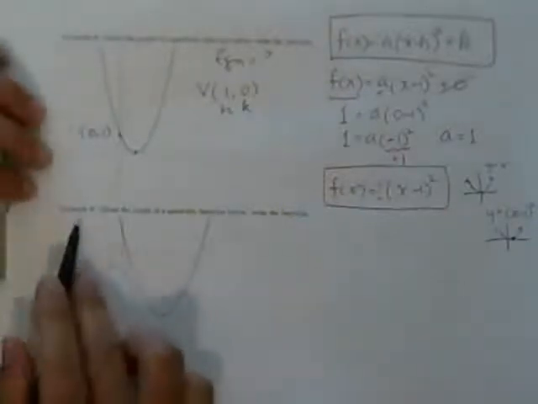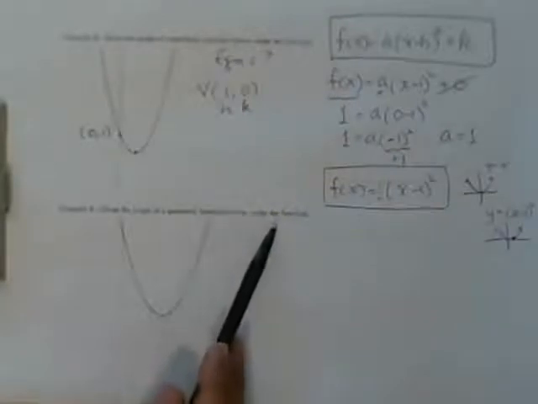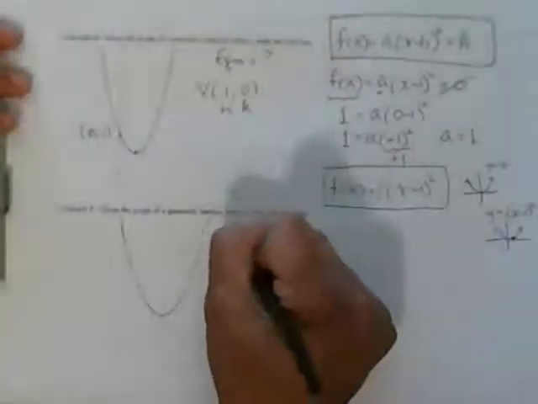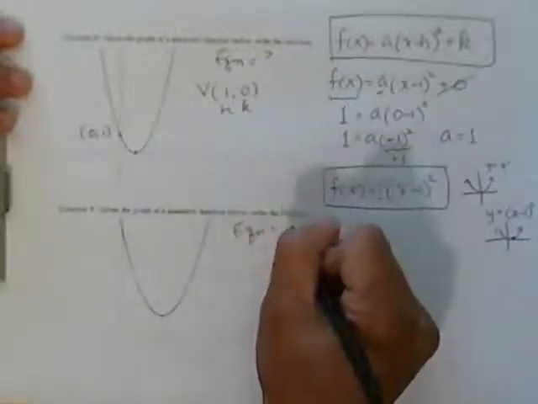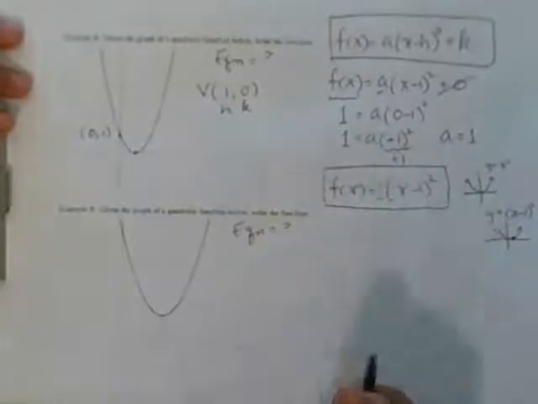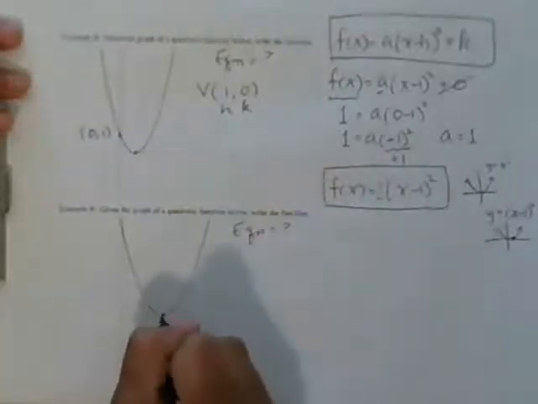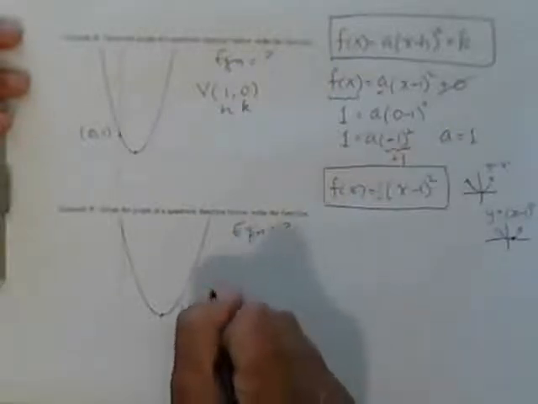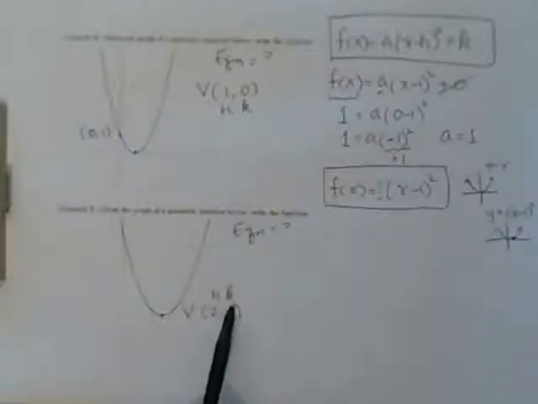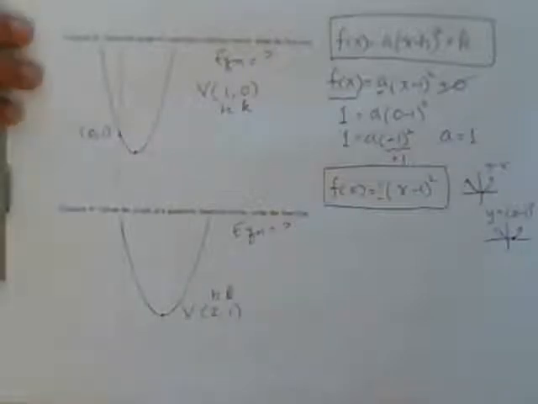Next question I'm going to do is example number 9. Given the graph of this quadratic function below, write the function. So you want to write the equation of the parabola, parabolic function. They give you the vertex right over here. It's going to be 2, 1. So that's your h, that's your k, your x coordinate and your y coordinate. H comes before k, x comes before y. It's a good way to memorize these.